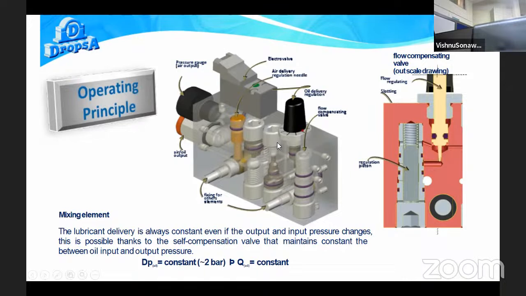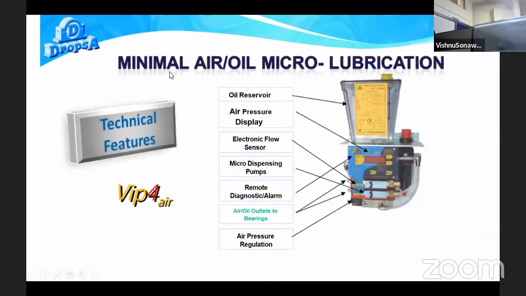This is the external unit for the machine tool condition, right? Here you see minimum air oil micro lubrication. This is the one that has the oil reservoir and air pressure display. There is one unit, and an electronic flow sensor is there.